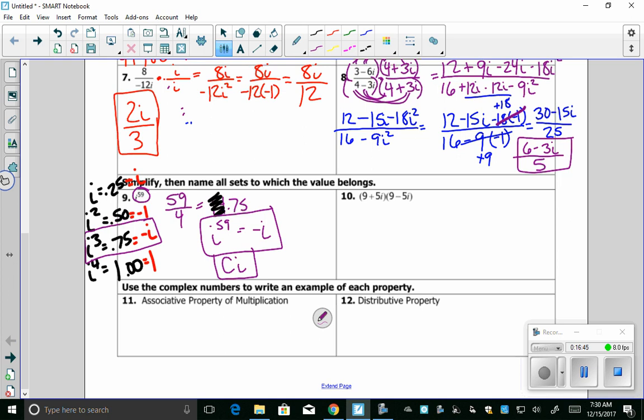Number 10, simplify. I still have to use the full method. 9 times 9 is 81.